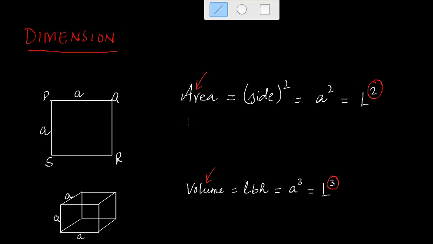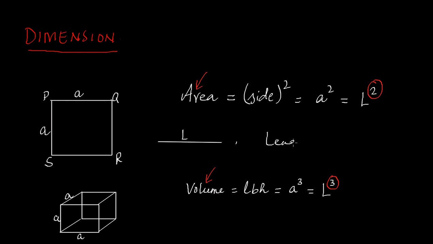What about a line? If you have just a line like this, let me use the same color since I've used white for all the objects. If you have just a line like this, then you have just length, isn't it? So the length of the line is L to the power 1. You see here? So you understand where I'm getting at. The power of L here is 1. So if the power of L is 1, then we are talking about the length. If the power of L is 3, then we are talking about the volume.